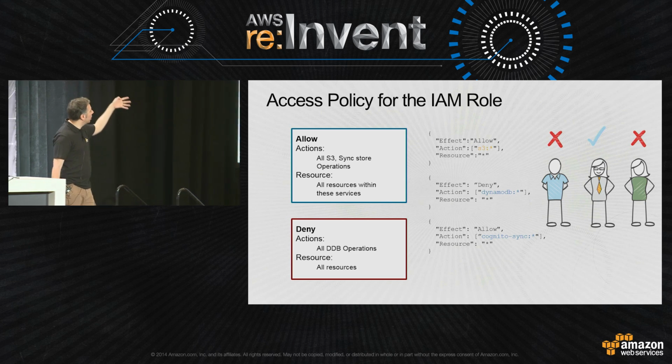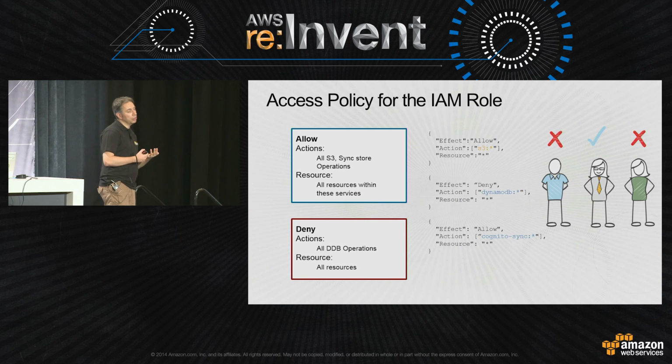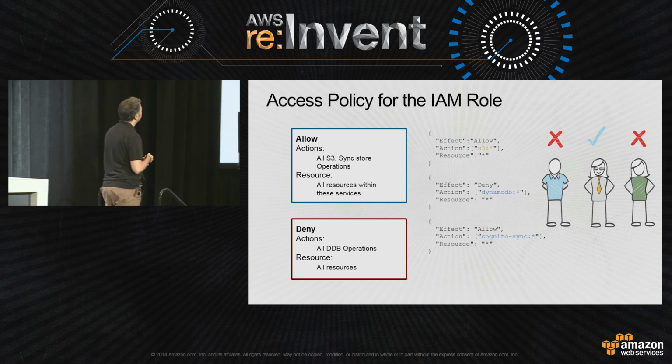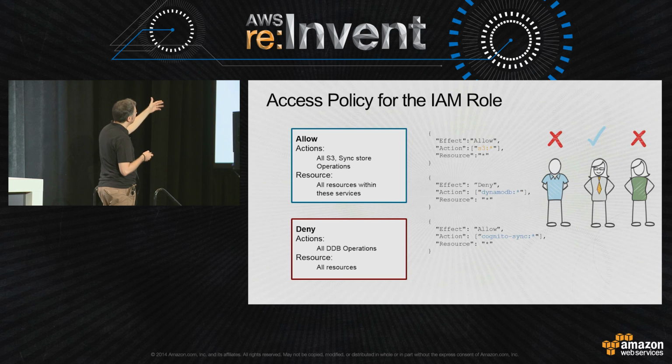Actually, you can add a fourth line that we will see, that is the conditions. The condition can add a more fine-grained control. We will see that for DynamoDB. The second rule is similar, but it will deny any action on DynamoDB, because DynamoDB star is the action.